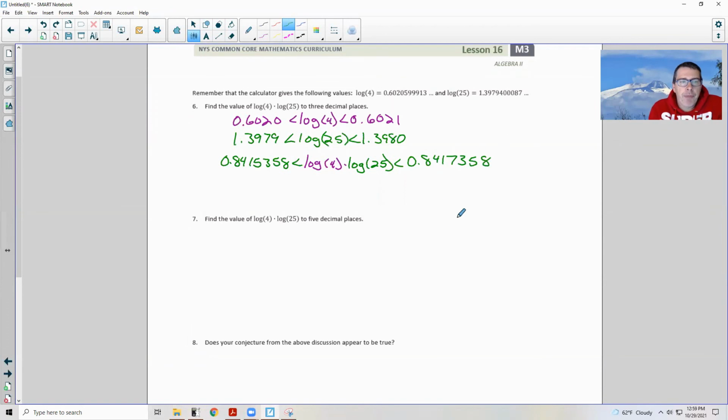Okie dokie. All right, so 0.8415, 0.8417, rounding to 3 decimal places, 1, 2, 3, it's this 1 right here, and 1, 2, 3, it's this 1 right here. So now we can conclude that the log of 4 times the log of 25 is approximately 0.842.